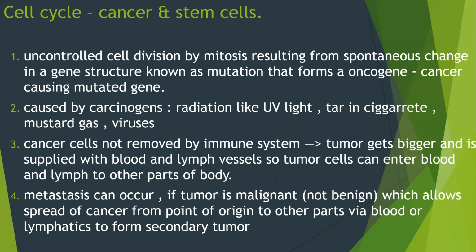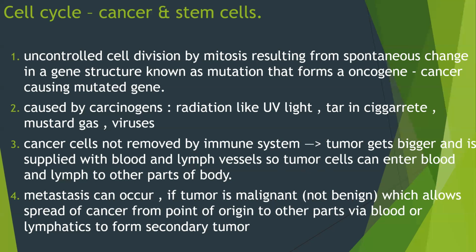Carcinogens are mutagens which result in the formation of oncogenes, and these can be radiation like UV light, tar in cigarettes, mustard gas, and viruses. So you have to also take note, I've asked this before in exams, that viruses can act as mutagens and carcinogens. Cancer cells will not be removed by the immune system, and then the tumor can get bigger. Once it gets supplied with blood, and lymph vessels start to form, it gets recognized as a tissue. And then tumor cells can enter the blood and form other tumors in other places. This is known as metastasis.